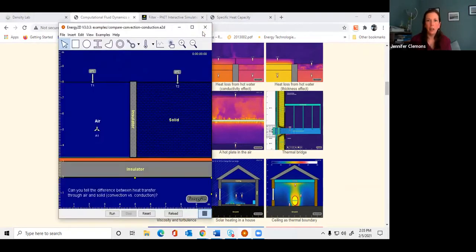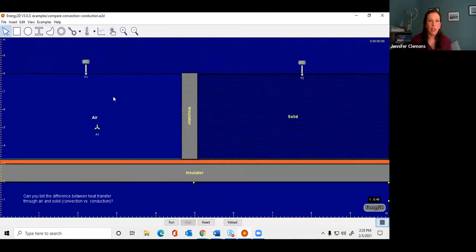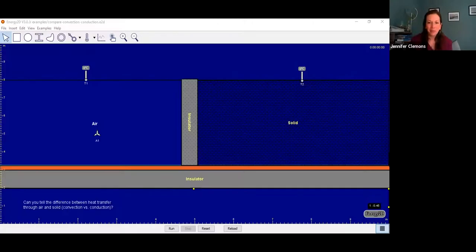So this is the convection conduction. It's kind of cool. I can't use the run button because when you're screen sharing, it might not function. Let me move this thing out of the way. All right, there we go.